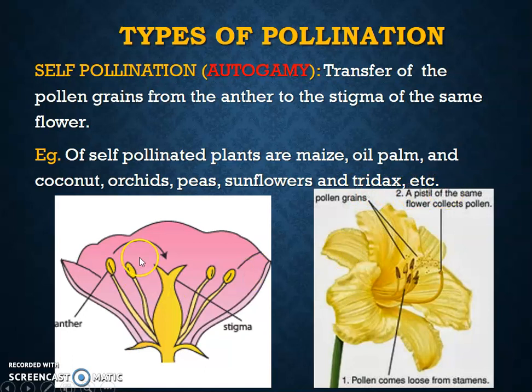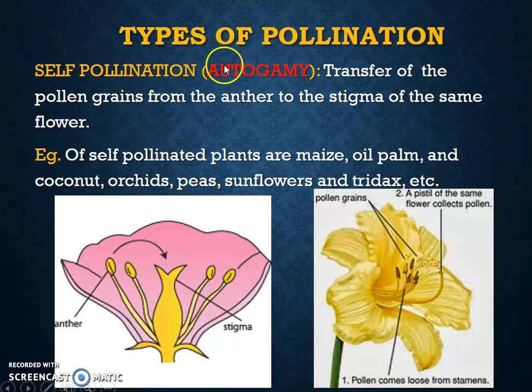If you look at this image here, we can see that this is the anther, and the anther, we learned from our previous video, produces the pollen grain, which contains the male sex cell. When it's transferred from this anther to the stigma, but on the same flower, we refer to this as what?